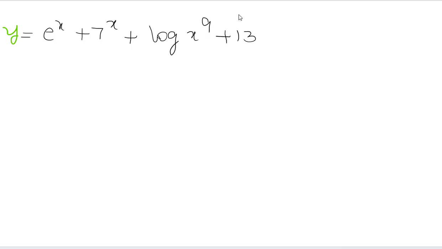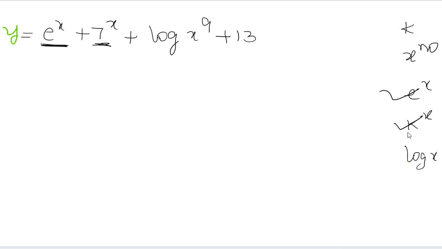Again, our goal is to bring each of these into standard form. We have 5 standard forms: k, x raised to number, e raised to x, k raised to x, log x. Now, if you look at the first term, e raised to x is already in standard form. It belongs here. This 7 raised to x is already in standard form. It belongs here, k raised to x. This 13 is in standard form. But this log of x raised to 9 is not in standard form. So see how we bring this to standard form.